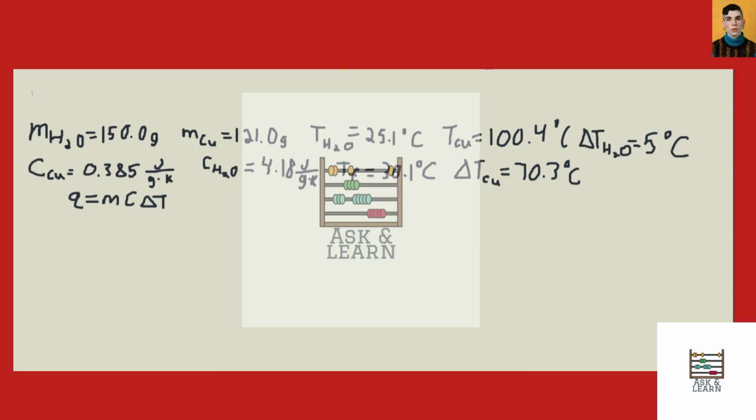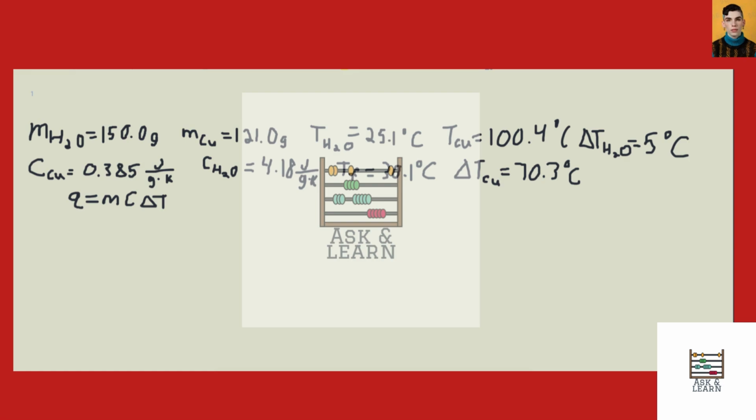All right, guys, we're going to be doing problem 106, chapter 5, of Chemistry: The Central Science. A coffee cup calorimeter, which you can see in figure 5.18 of your textbook, contains 150 grams of water at 25.1 degrees Celsius. Now, a 121 gram block of copper is heated to 100.4 degrees Celsius by putting it in a beaker of boiling water. The specific heat of copper is 0.385 joules per gram Kelvin.